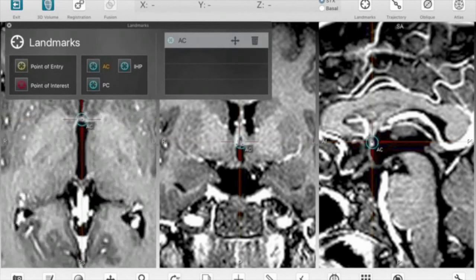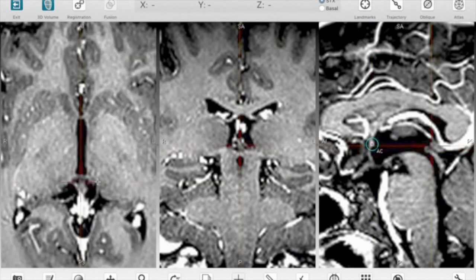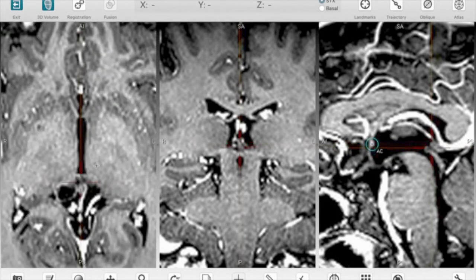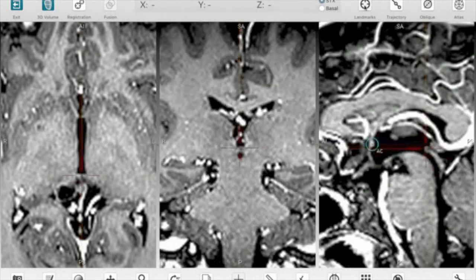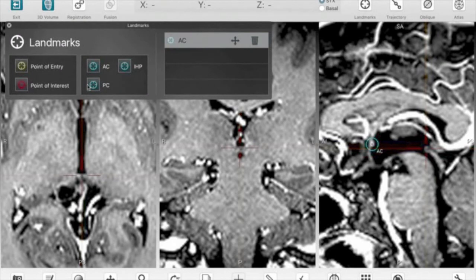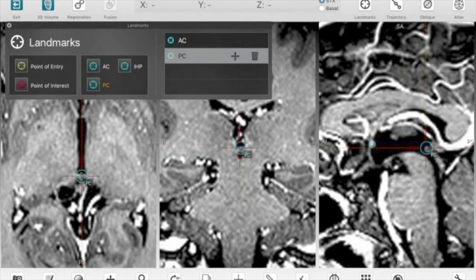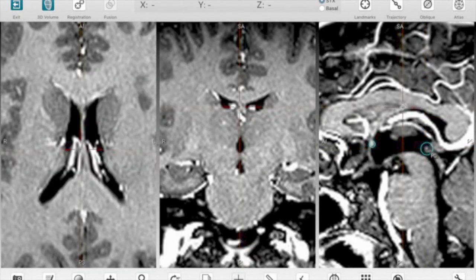After fusing the T1 sequence with the stereotactic CT, the anterior commissure is visualized on the anterior wall of the third ventricle and the posterior commissure right above the aqueduct. It is also necessary to choose a midline point to correct the alignment of the images.